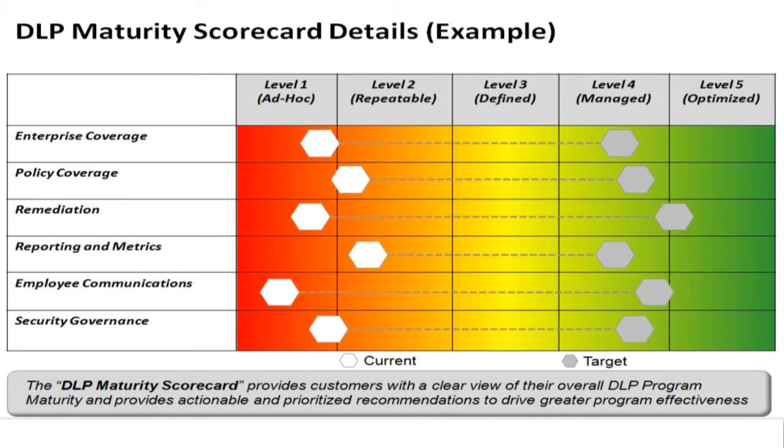Really what this gives them is measurements on about 6 different metrics. This could be things like policy coverage, enterprise coverage, what they're producing reports on, and the remediation strategies that they have in place. By identifying which areas in their DLP program are not quite as robust as necessary, they can then put together a roadmap with the steps necessary to take action on those particular areas.